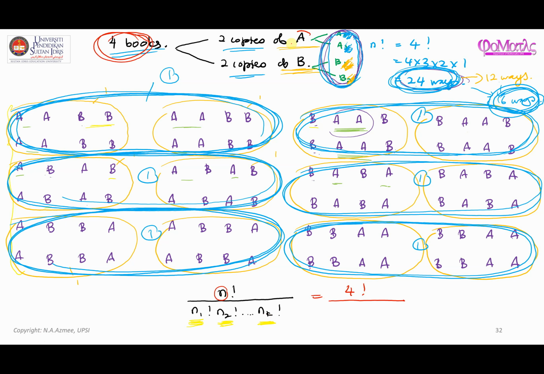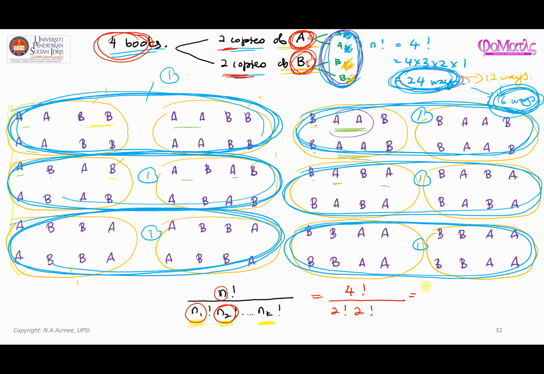And these 4 books have 2 categories. The first one is category A and category B. So these are different categories of books. And for category A, there are 2 copies of this book. So n1 is going to be 2 factorial. And for the second category, which is for this book, we have 2 copies as well. So we have 2 factorial. Okay, so here 2 plus 2 must be equal to 4 as well. So that's basically to make sure that you don't miss out on anything.